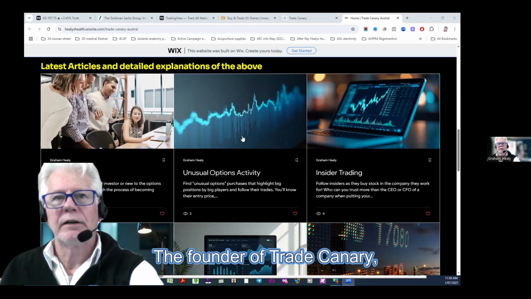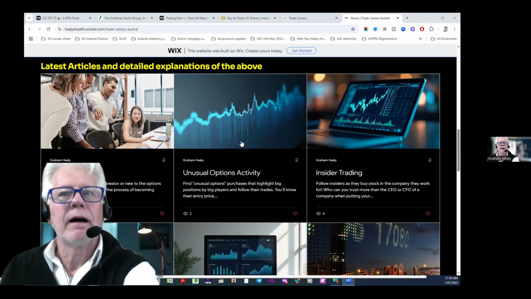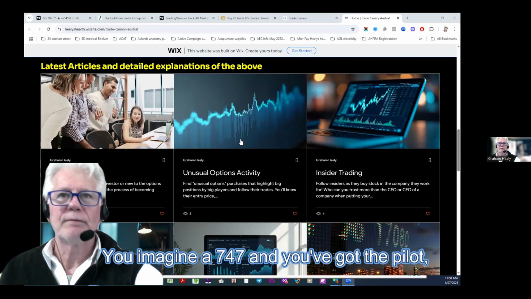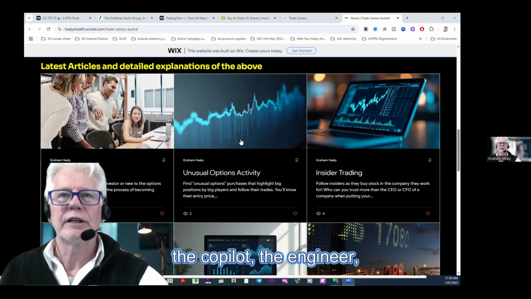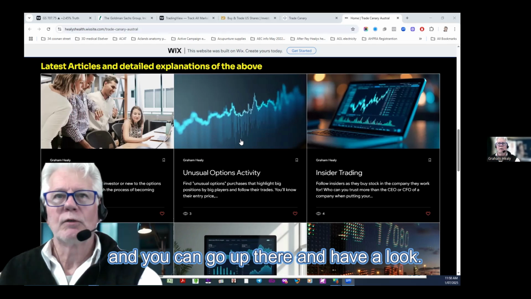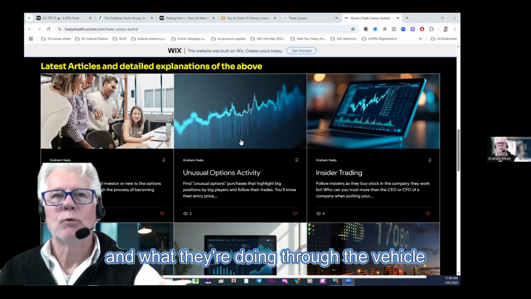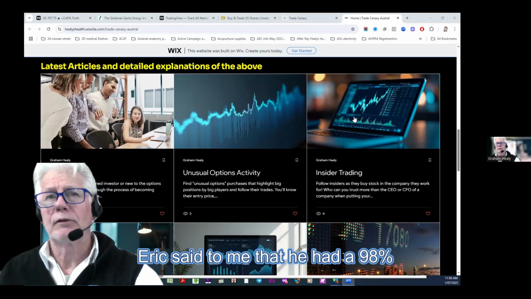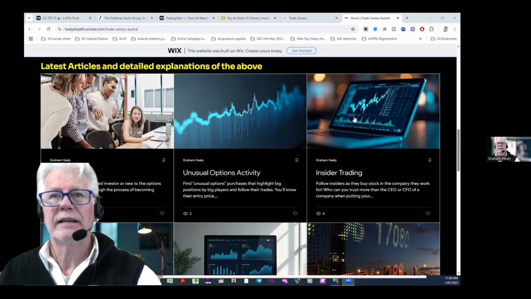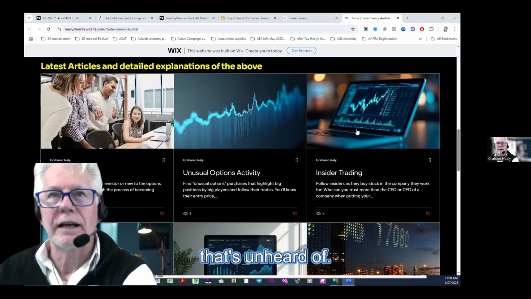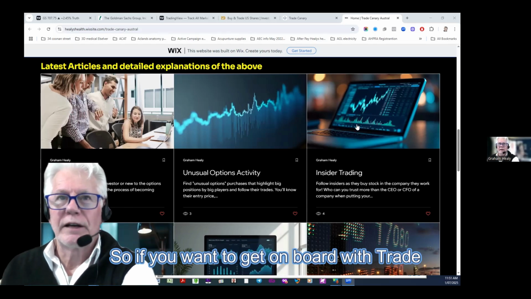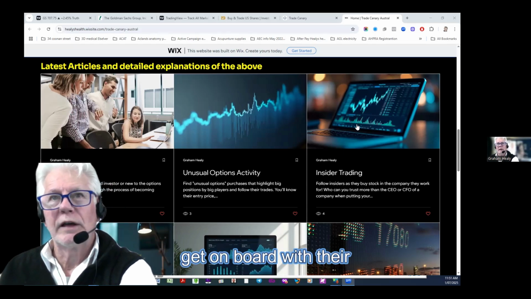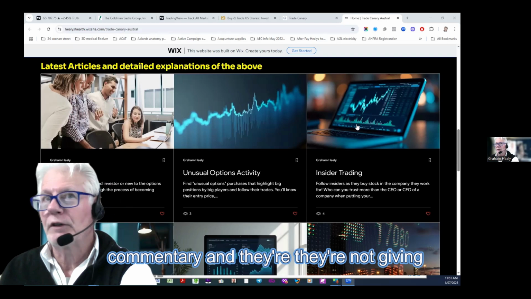The founder of Trade Canary, Eric, and his team, I paralleled it like they're the pilots in the cockpit. Imagine a 747 and you've got the pilot, the co-pilot, the engineer, and you can go up there and have a look. They're flying the machine, and through the vehicle of Trade Canary, they're traders themselves. Eric said to me that he had a 98% success rate. That's unheard of. So if you want to get on board with Trade Canary, you will also get on board with their commentary, and they're not giving financial advice.